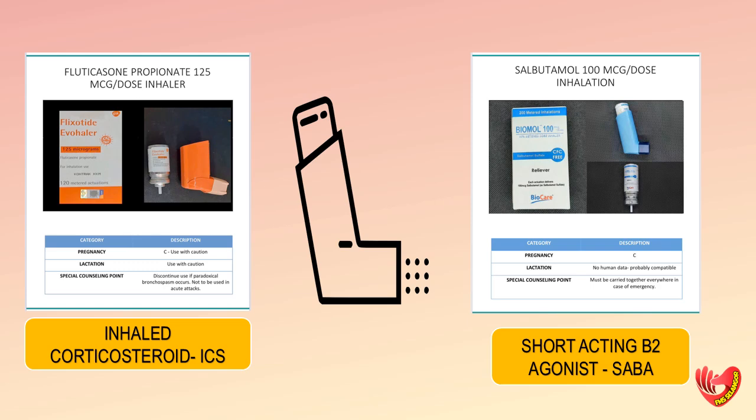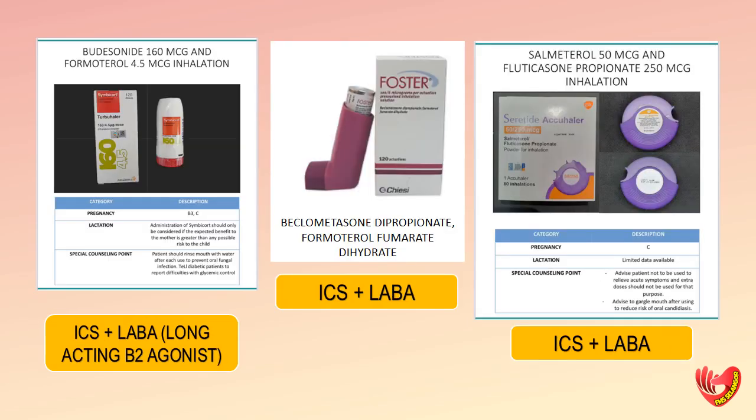These are some examples of inhalers that are available in our primary care settings, which are commonly used in asthma patients. Fluticasone propionate, ICS; salbutamol, SABA. The following medications are also available in our klinik kesihatan: budesonide formoterol, ICS plus LABA; beclometasone formoterol, ICS plus LABA; and salmeterol fluticasone, ICS plus LABA.